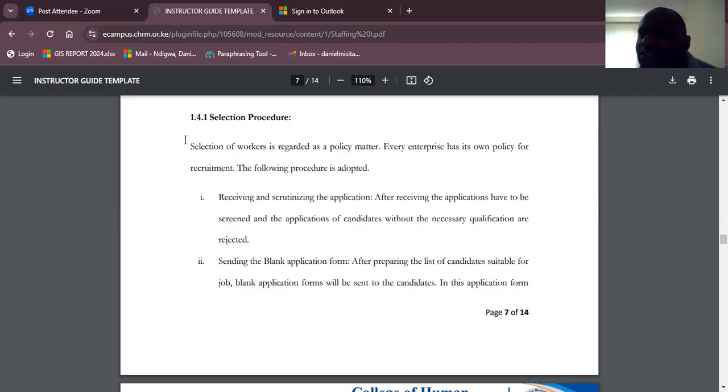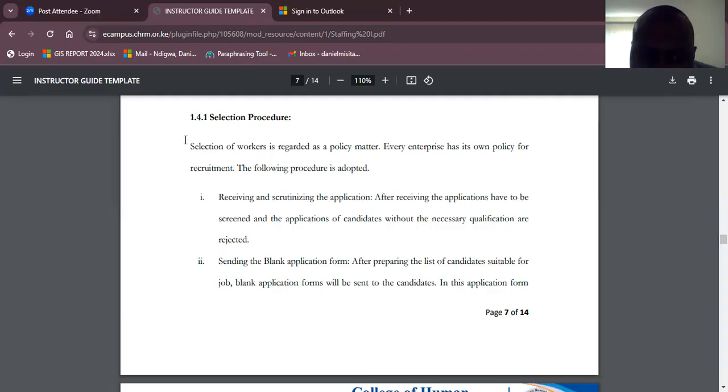So you might be in the telecommunication industry. Your selection criteria could be very different from someone who is in manufacturing, or from someone who is in the retail sector or others who are in government. So depending on your industry or your organization, you will always have different policies that will guide you during selection of employees. However, the following procedure could be adopted when you are selecting potential employees.